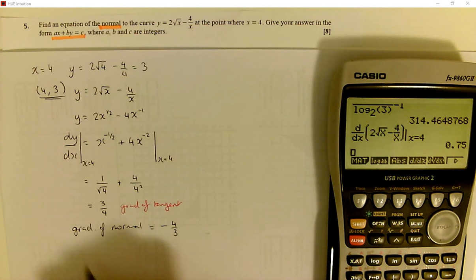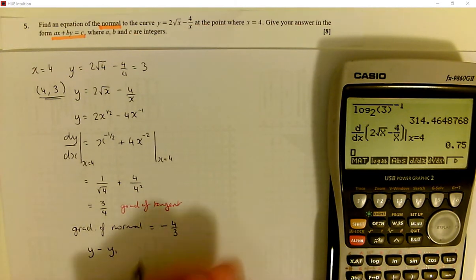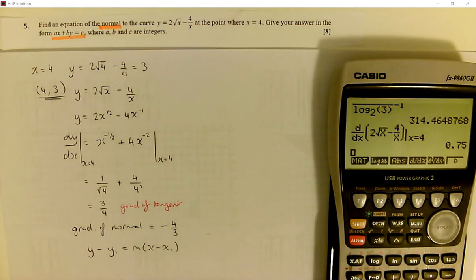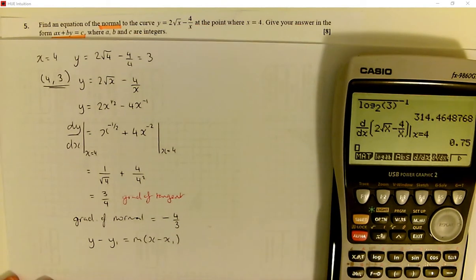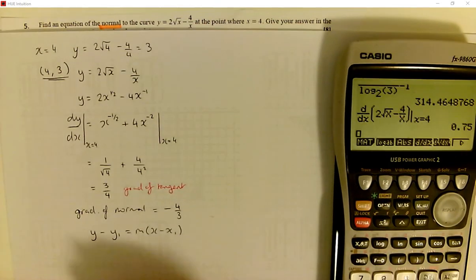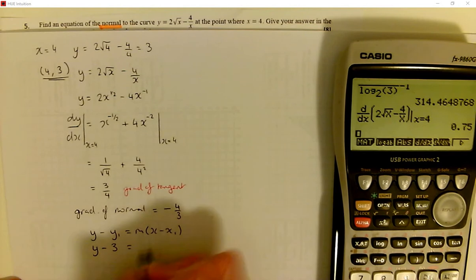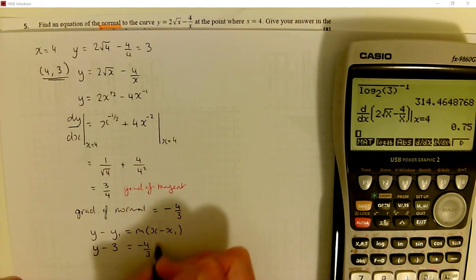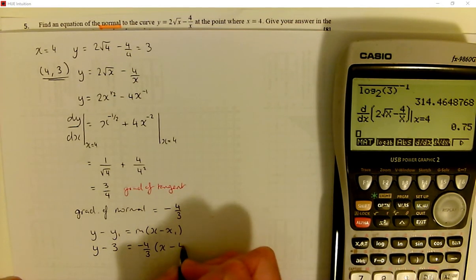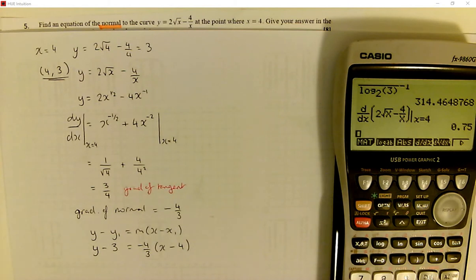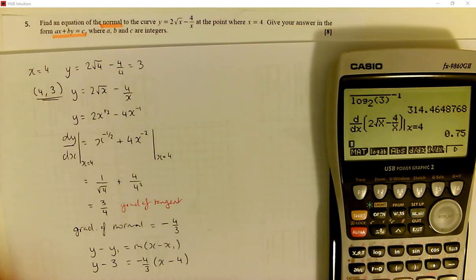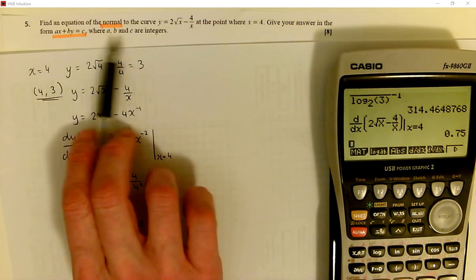Okay, so we want to find the equation of a straight line. So the easiest way, y minus y1 is m times x minus x1, and we just pop our coordinates here and our gradient there. So let's have a look at that. So y minus 3 is equal to negative 4/3 x minus 4. Okay, and what format were we requested? We requested this format with integers.